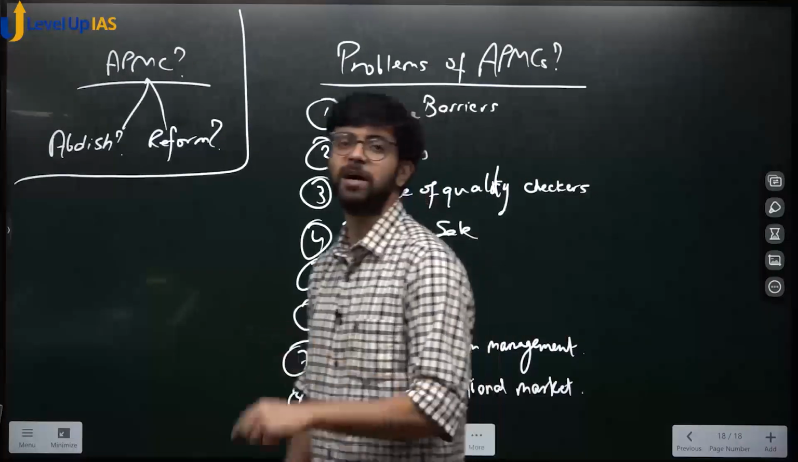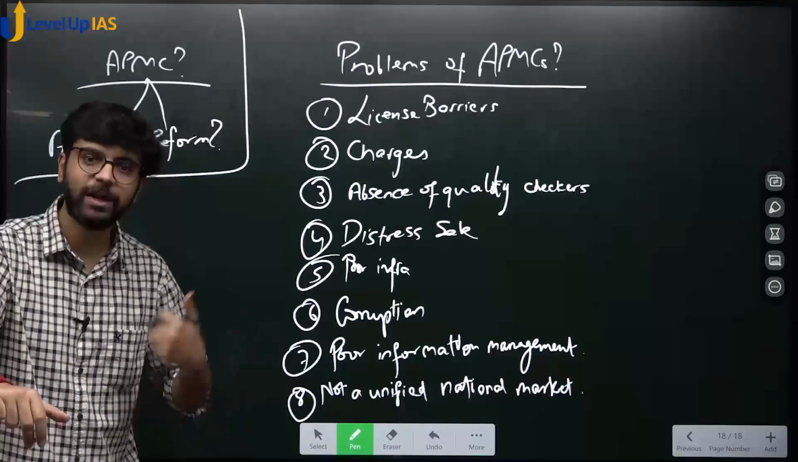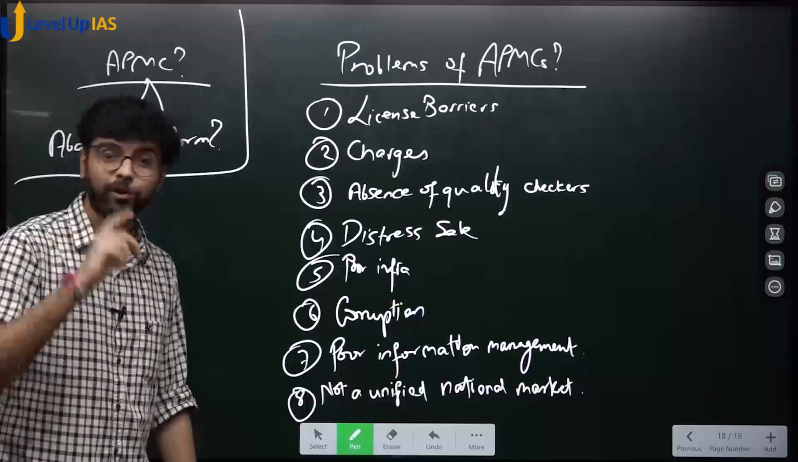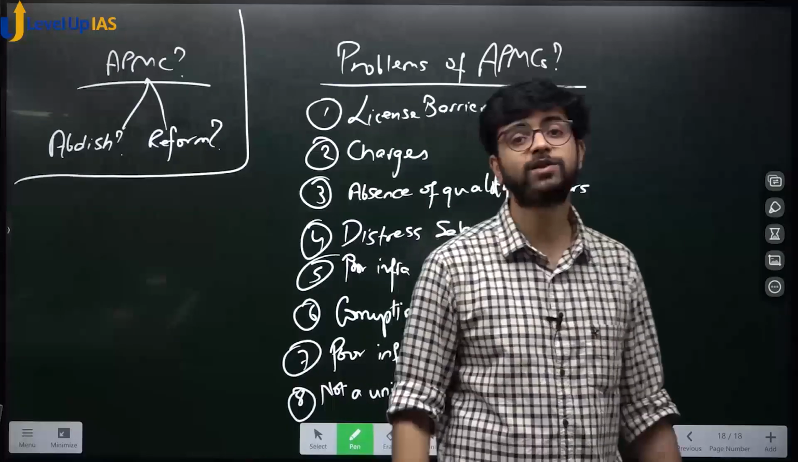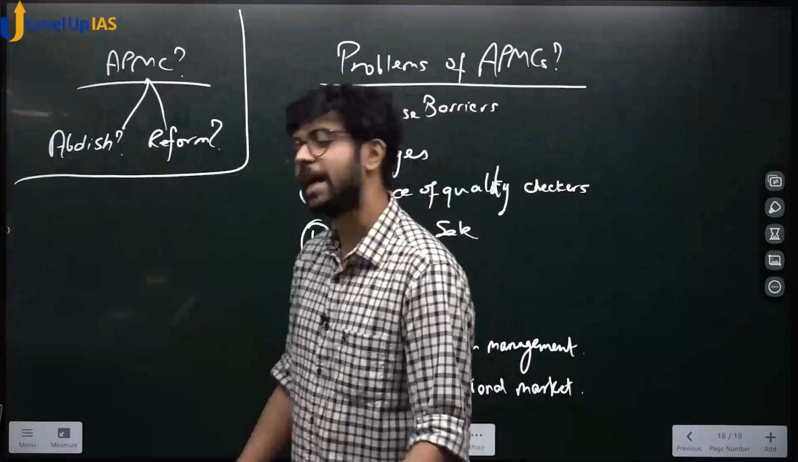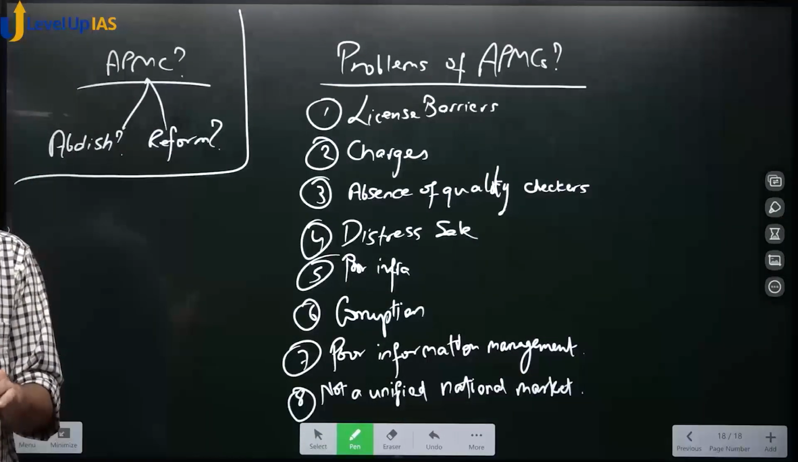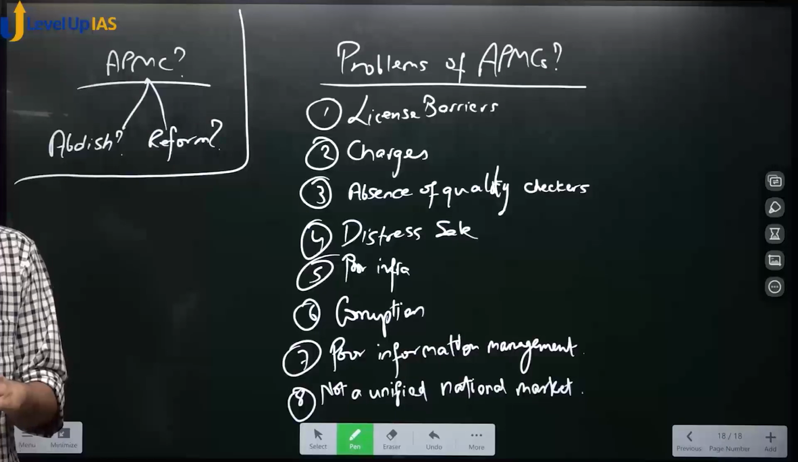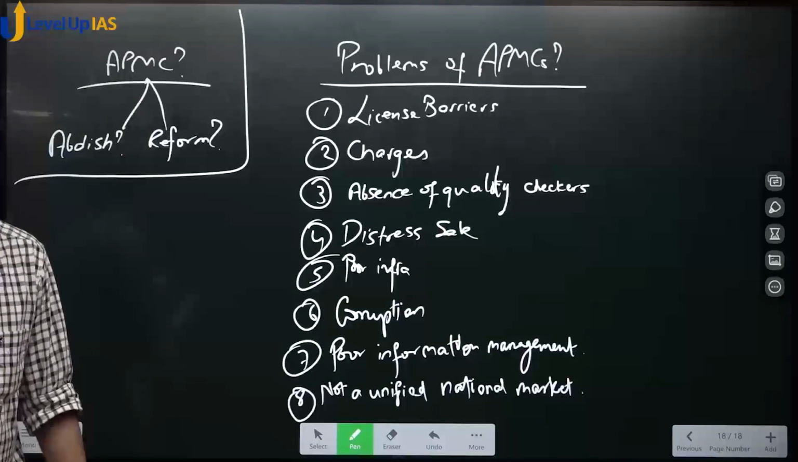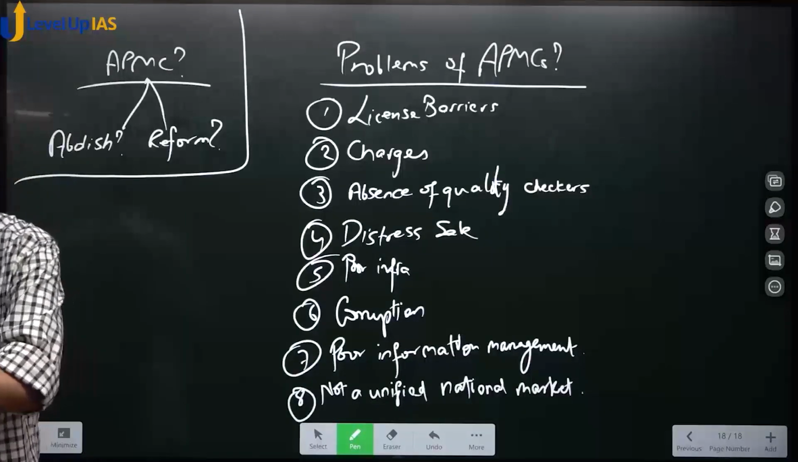Not a unified national market, state level. Remember tax में भी यही था. Then we went for GST. We are also going for GST now. In markets also, e-NAM, National Agriculture Market, it is one nation, one market. ठीक है? The tagline is one nation, one market. ठीक है? So grams, FPOs, all of these are solutions to APMCs. I hope you know what is FPO. What is FPO? Farmer Producer Organizations, right?